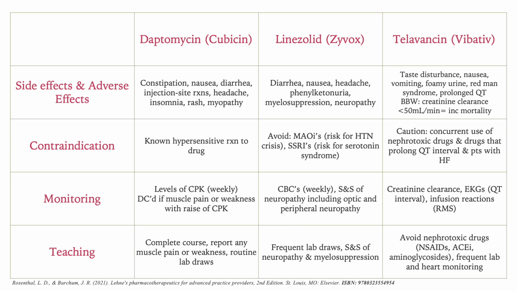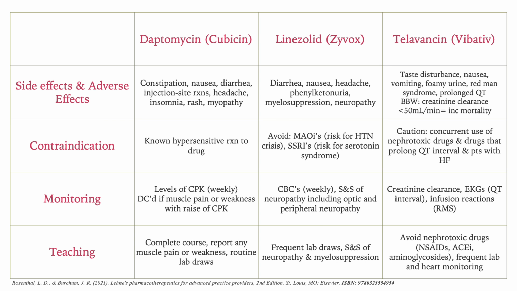Lastly, on this slide, we have Vibativ, and side effects of this drug include taste disturbance, nausea, vomiting, foamy urine, red man syndrome like vancomycin, and prolonged QT intervals. There's a black box warning that a creatinine clearance of less than 50 milliliters per minute will increase mortality. This drug is contraindicated with concurrent use of nephrotoxic drugs and drugs that prolong QT intervals, and is also contraindicated in patients with heart failure.